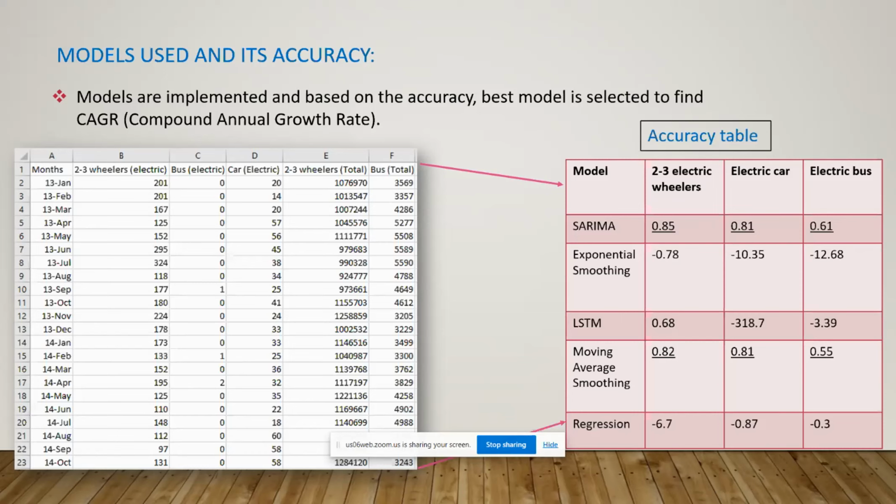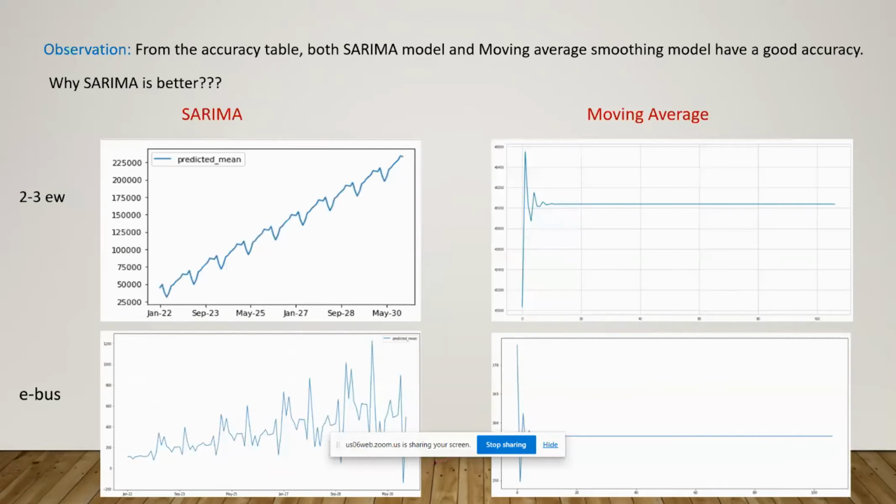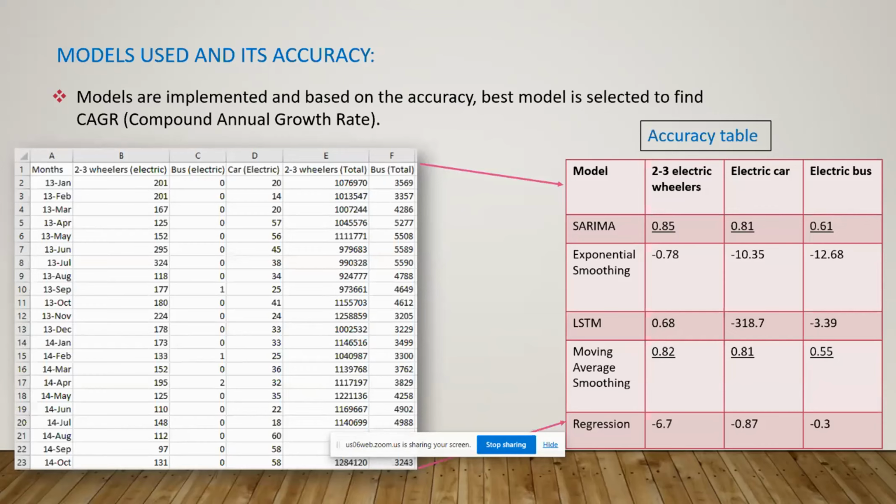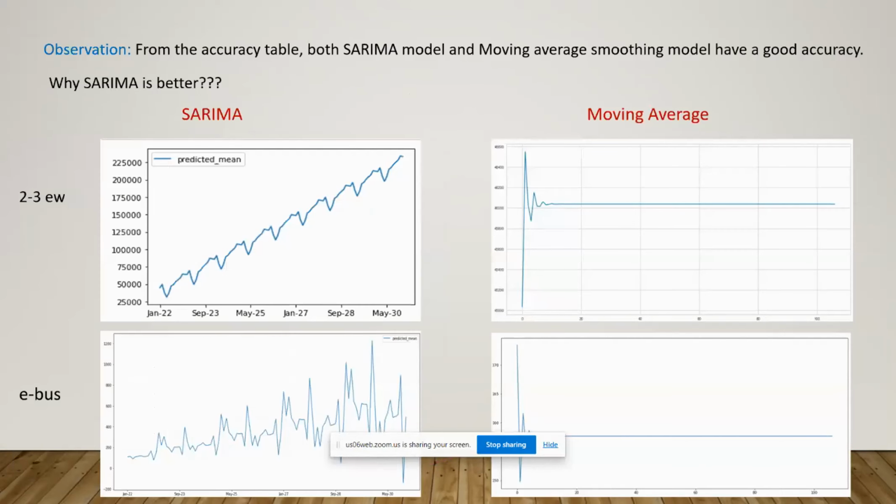Here we can see that SARIMA and moving average smoothing give good accuracy, but there is a problem here. I have taken SARIMA for forecasting, even though the accuracy is similar. That is the reason: when I projected to 2030, the moving average shows that after a certain period it is constant. Trends cannot be constant, which is a contradiction, so I have not taken moving average. Moving average is good for short time periods but not for longer ones. So I've taken SARIMA for a better result.